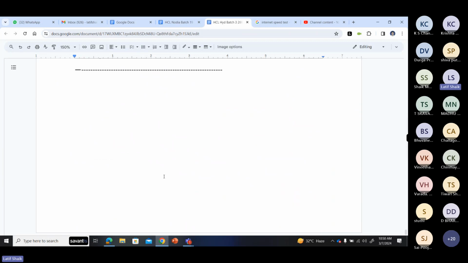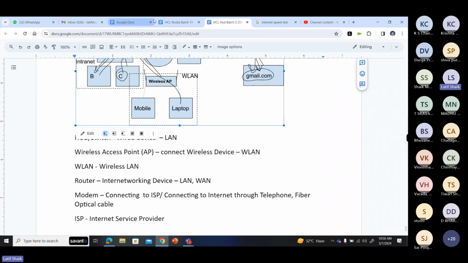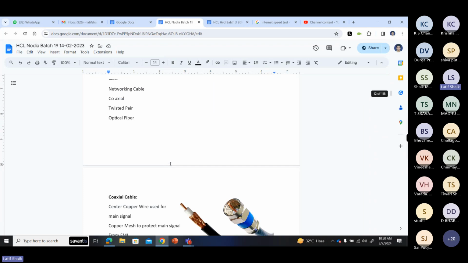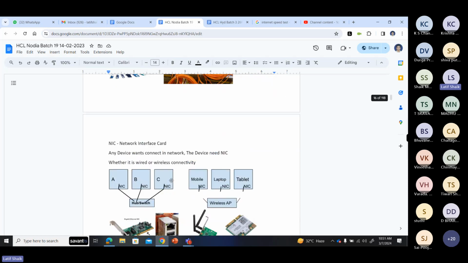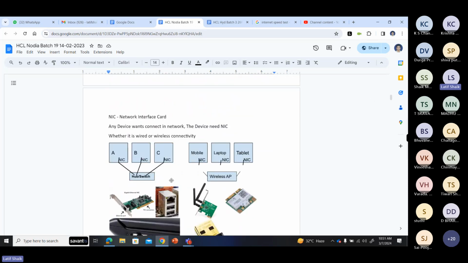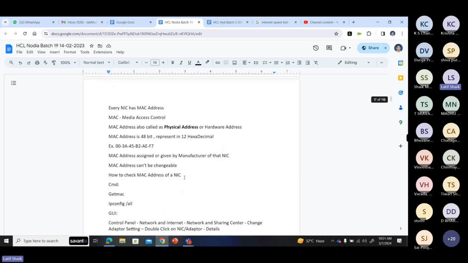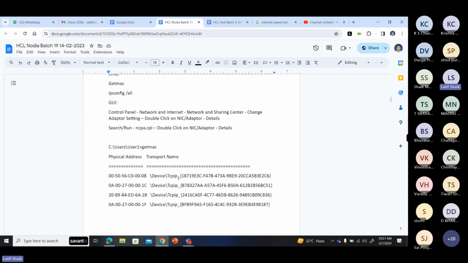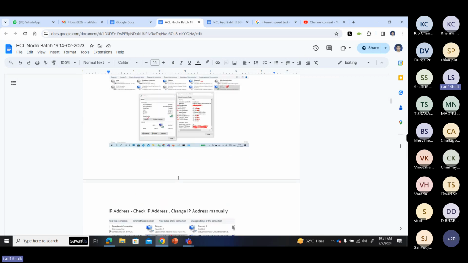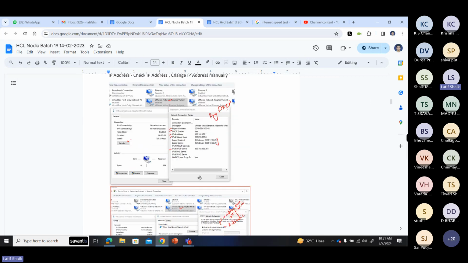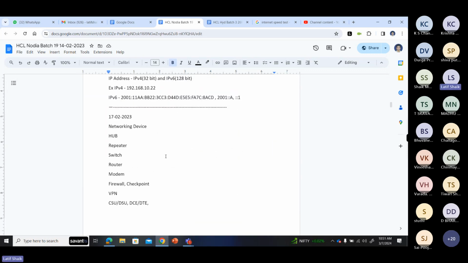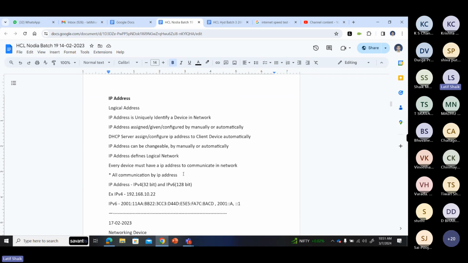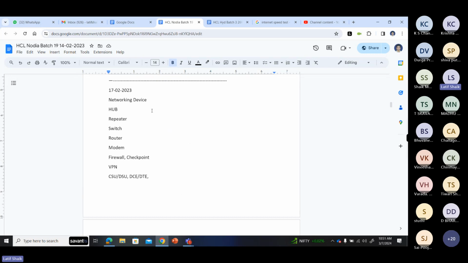Of course, we are going to discuss other things like cabling, the different types of cables, NICs (network interface cards), how they look, wired NICs and wireless NICs, and what those numbers and representations are. How to check MAC addresses and IP addresses, and what these mean. What is an IP address? What are the differences between a MAC address and an IP address? Different devices we use in the network.